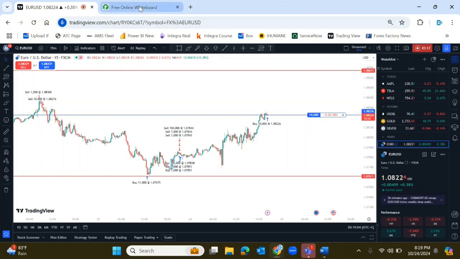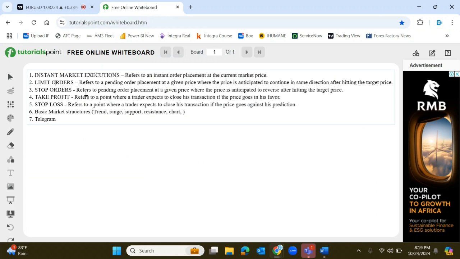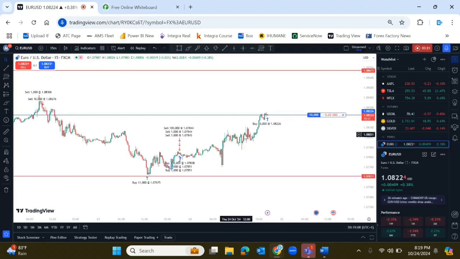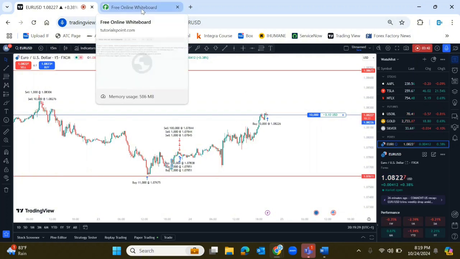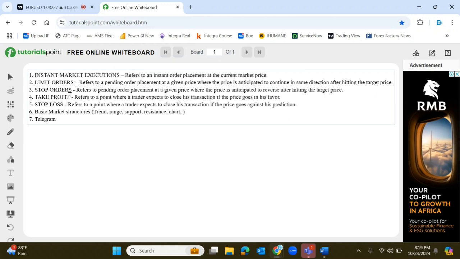So now let us go to limit orders. But before we go there, I want you to know that if I was making my analysis and predicted that the price is going to be dropping, then instead of buying, I will be selling. So it's just the same thing. The only thing that qualifies it to be an instant market execution is the fact that you are placing the order there and then, just from the word instant. Okay, so now let us move to limit orders.